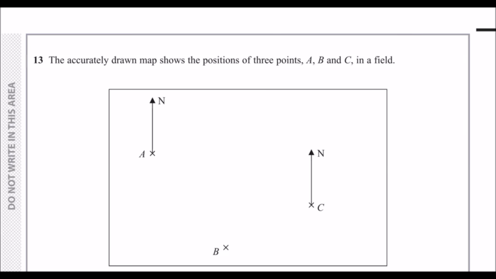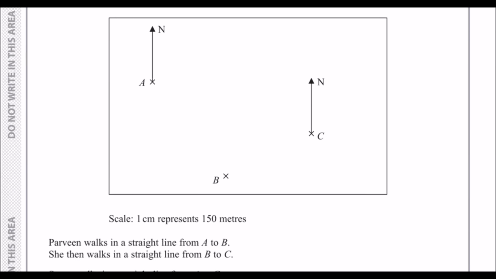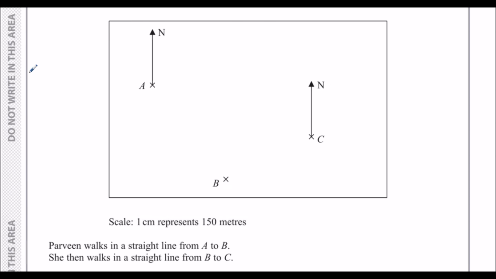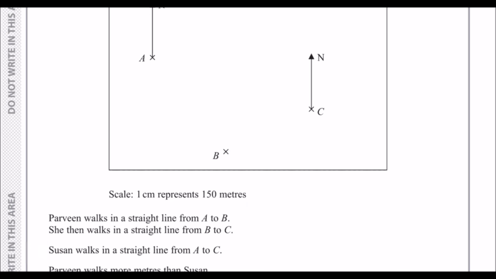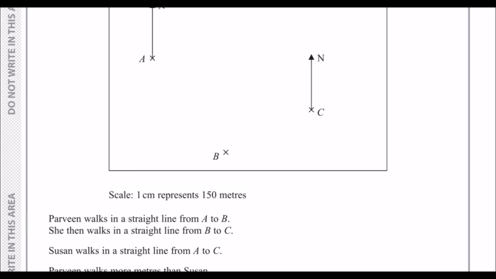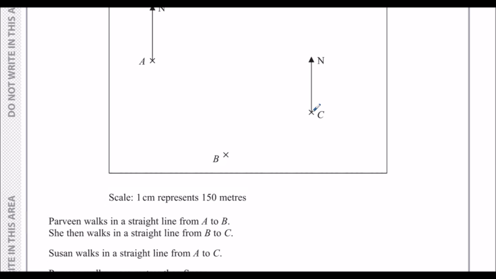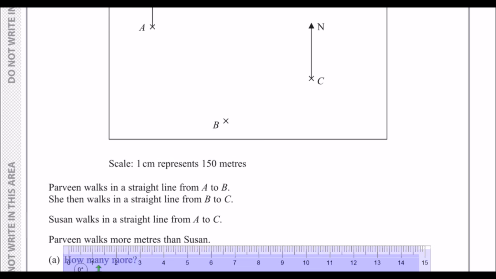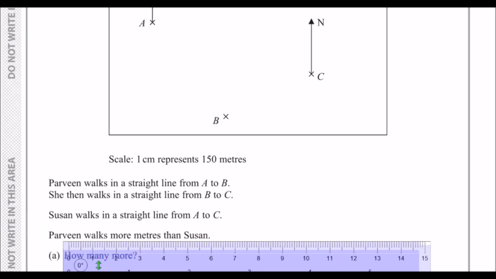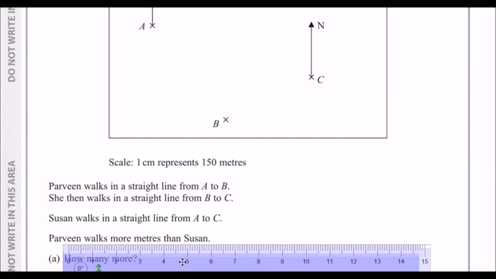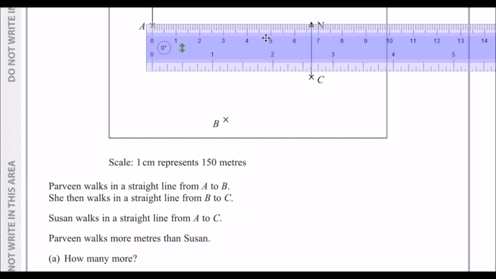3/50ths. Question 13. The accurately drawn map shows the positions of 3 points A, B, and C in a field. We're told 1 centimetre is 150 metres, and Parveen walks in a straight line from A to B. She then walks in a straight line from B to C. So A to B and then B to C. Susan walks in a straight line from A to C. Parveen walks more metres than Susan. How many more? So Parveen goes from A to B.